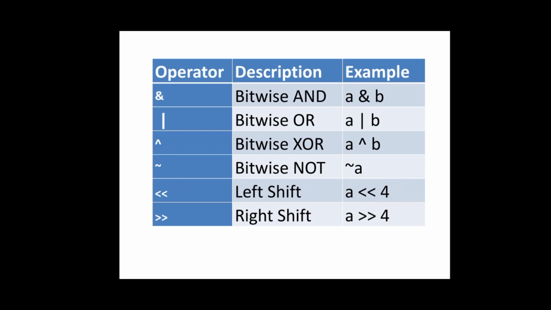Now, bitwise AND: you have two operands, A and B, small a and small b. So A bitwise AND B. Bitwise OR, that means A bitwise OR B. Bitwise XOR, that is A bitwise XOR B. Bitwise NOT, that means NOT A, then left shift and right shift.